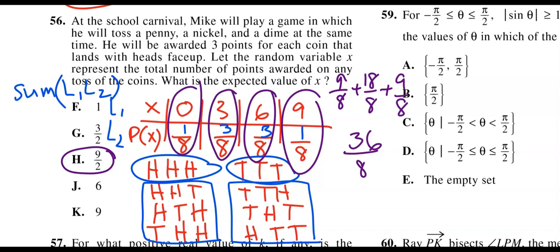Isn't 4.5 smack dab in the middle between 3 and 6? Is there any way that I could have guessed 4.5 without doing all this work? I know that this is the right way to do this question, but there is something that kind of lends itself to me guessing 4.5.